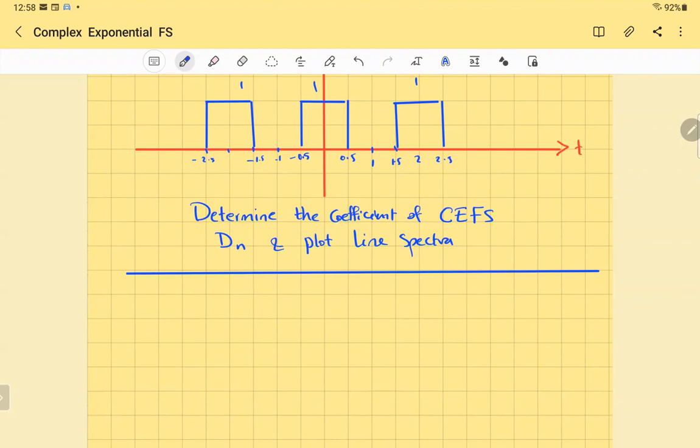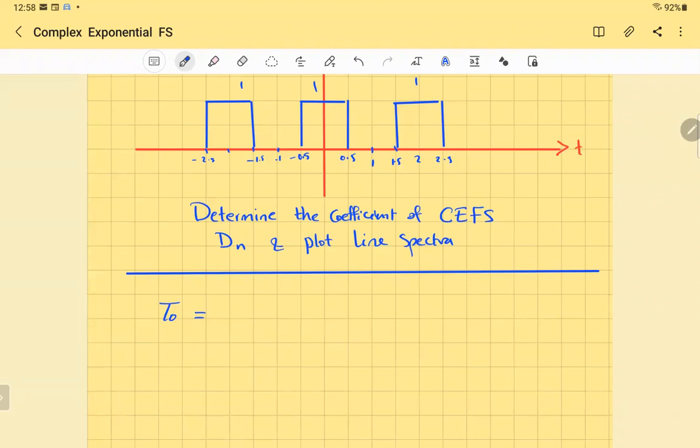What to do first? First, you find T naught, the period. So what is the period? This one. Somebody say 1. Anybody else? 2. That's right. It's 2.